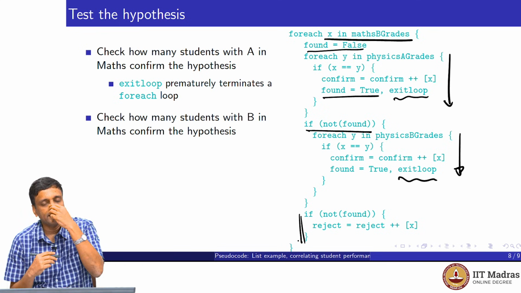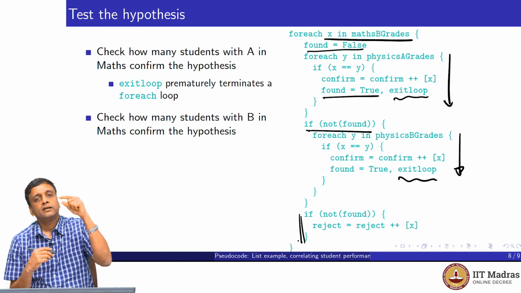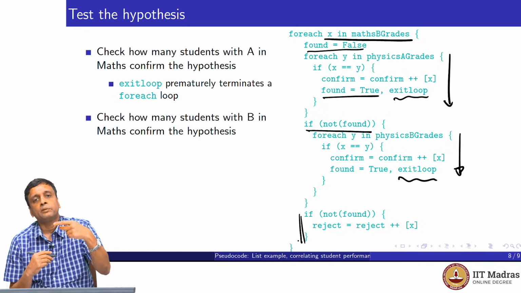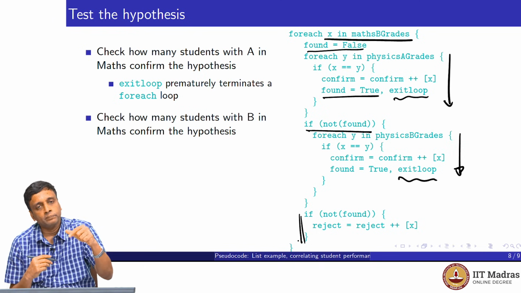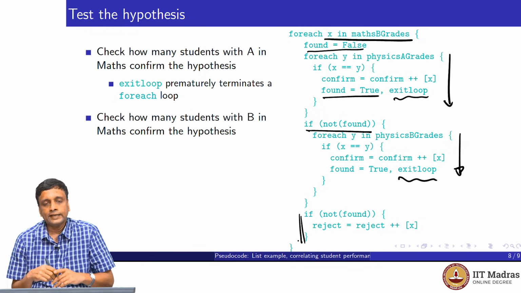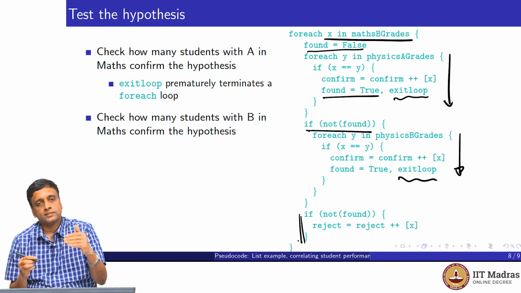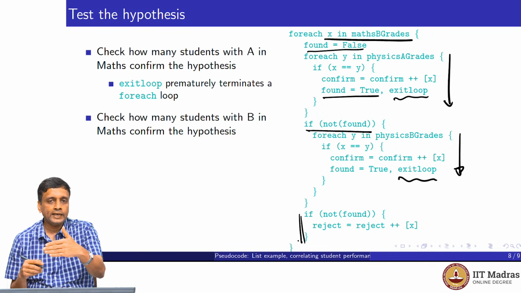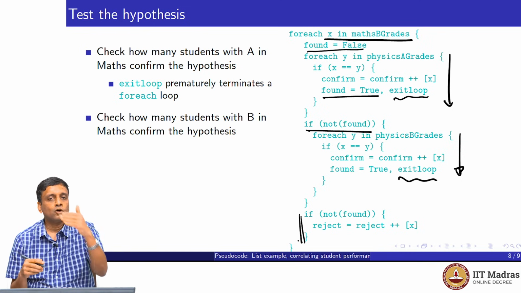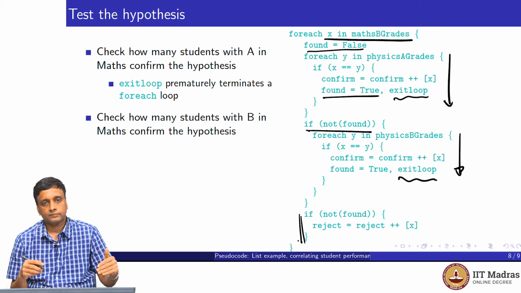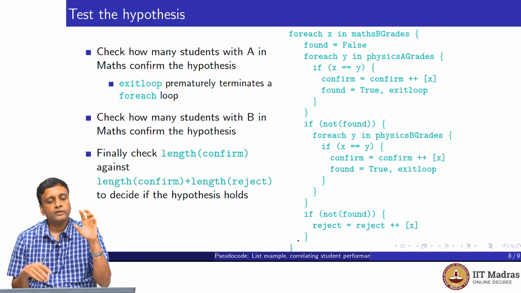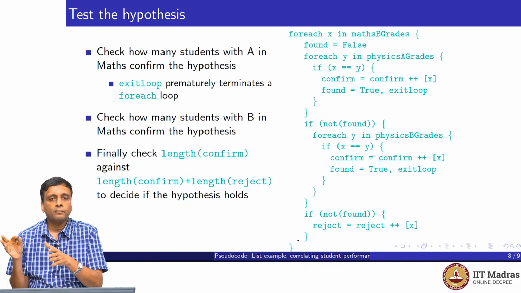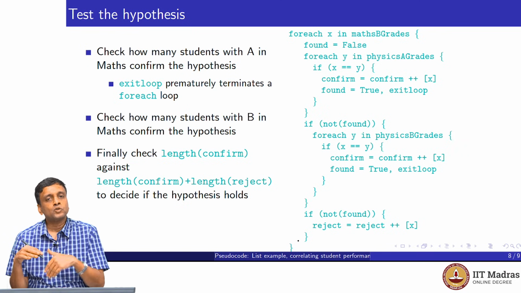So it's just two nested iterations, one after the other. First check B with A and then check B with B. And if it's not in A and it's not in B, then you put it into reject. If you found it in A or in B, then you put it into confirm, right? So at the end of these two loops, the first loop covered all the students who got A in maths, whether they confirmed or rejected. Then all the students who got B in maths, whether they confirmed or rejected. And after these two things, now we have these two lists: confirm, all those students who confirmed the hypothesis, and reject, all those students who rejected the hypothesis.